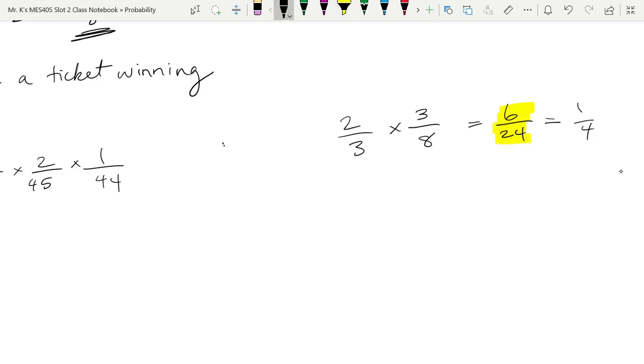The reason I was able to simplify 6 out of 24 is because 6 goes into 6 and 24. But I can see that right here. 2 goes into itself once and into 8 4 times. 3 goes into itself once and into itself once. Instead of 2 times 3, it's 1 times 1, which is 1. And instead of 3 times 8, it's 1 times 4, which is 4. So back in grade 8, they tried to teach you that when you're multiplying fractions, you should look to simplify it before you multiply it. Ooh, that kind of rhymes. Simplify it before you multiply it. And that's what I'm going to do here.